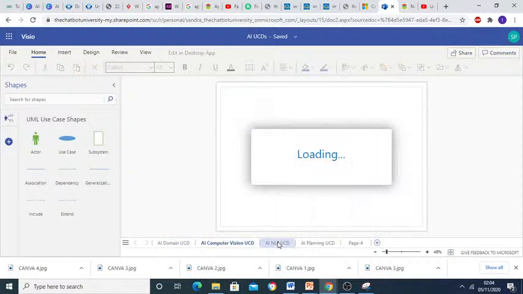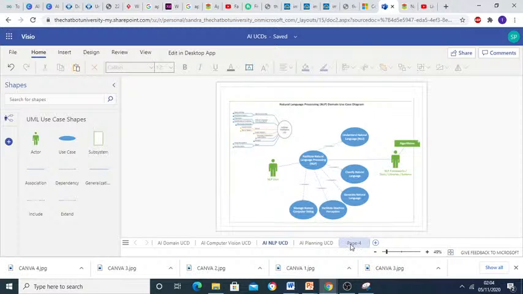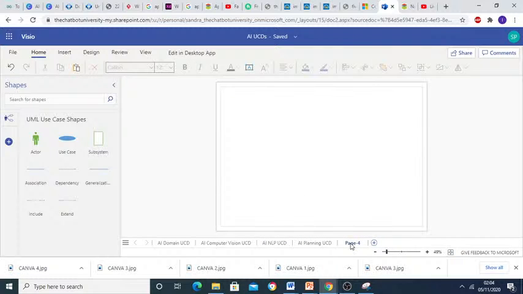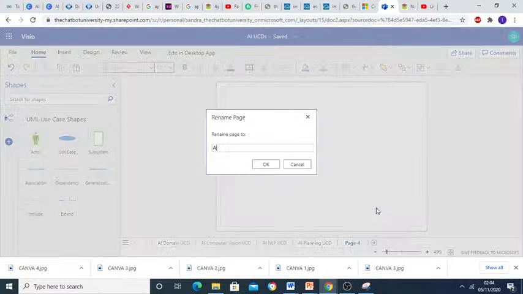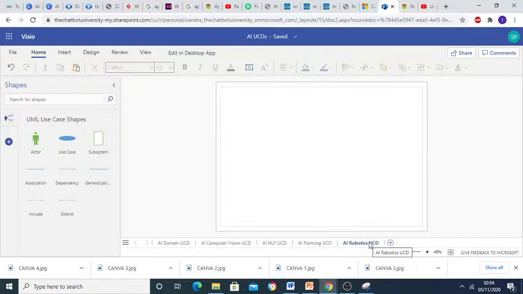So what we are going to do today is hit the ground running. I've opened up a tab. I'm going to call that tab Robotic. So AI Robotics UCD, to keep the naming convention like the others. So AI UCD, and I will be putting together this use case diagram.